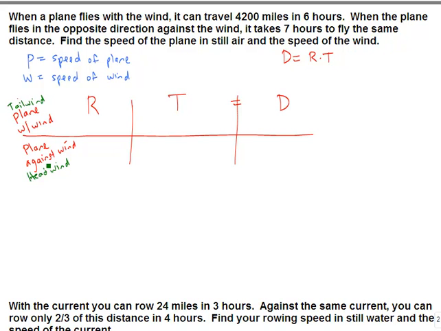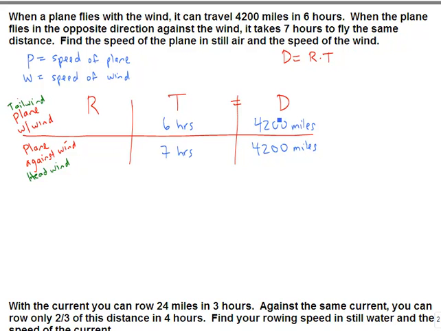So let's fill in the values that we know. We were told that when the plane flies with the wind, it can travel 4,200 miles in 6 hours. So with the wind is this first row. The distance I traveled was 4,200 miles, so I can put 4,200 in the D column. And I do that in 6 hours. When I am flying against the wind, it takes me 7 hours to fly the same distance. So whatever distance I went before, I'm also doing that in the opposite direction. So this distance is also 4,200.